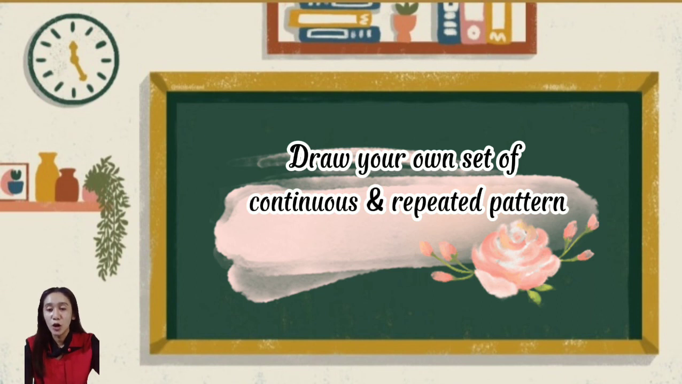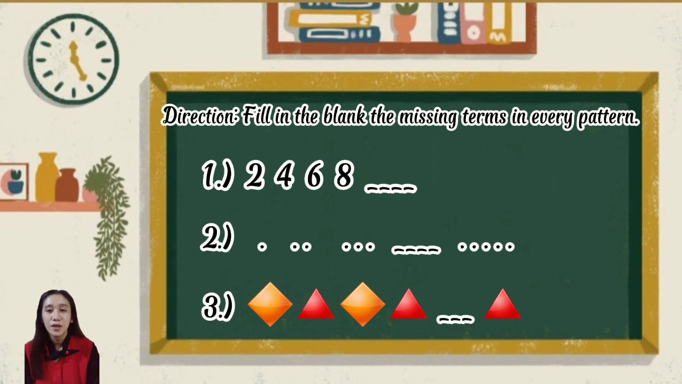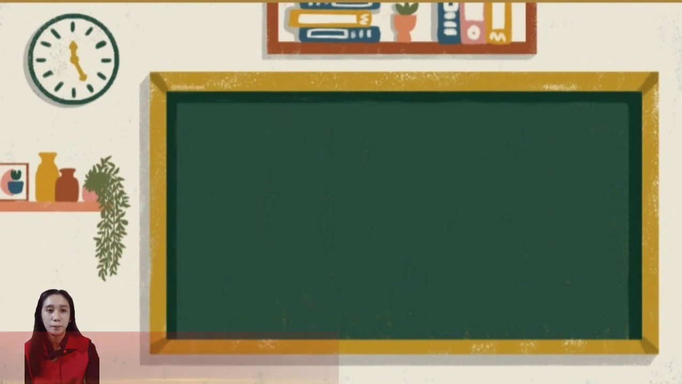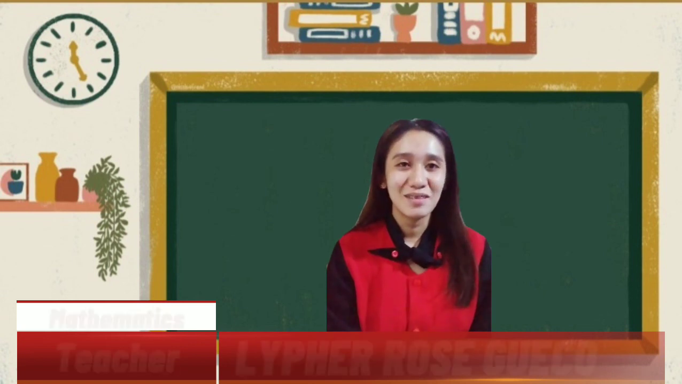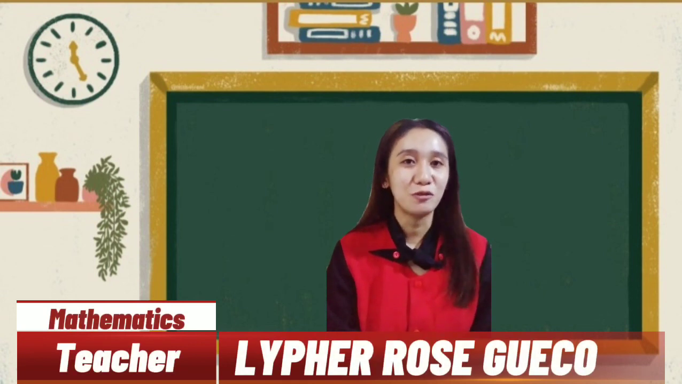Now for your application, because you already know how to identify the missing terms in a certain pattern, what you are going to do is draw your own set of continuous and repeated pattern on your paper. You will be given at least 5 minutes to finish your work. For your assessment, the direction would be to fill in the blank the missing terms in every set of pattern. Okay class, it seems that you have already mastered our lesson for this day.